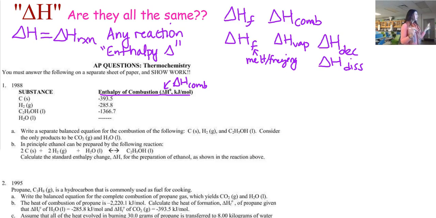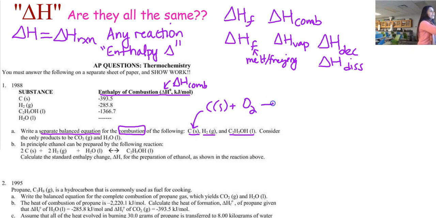Okay, so letter A says, write a separate balanced equation for the combustion of the following. So we actually have to write 3 separate reactions for each one of these combusting. What does that mean? That means, for example, that your carbon solid is going to be burning. Remember, reacting O2 with CxHy or CxHyOz always produces CO2 and H2O. Now, in this situation, can I make CO2 and H2O? Use your common sense. You can't. There's no hydrogen there. It's not a CxHy or a CxHyOz.